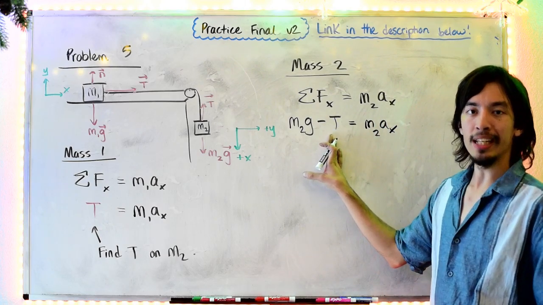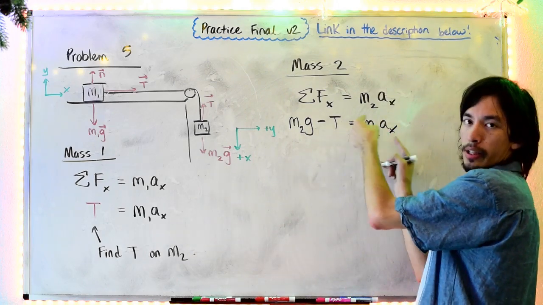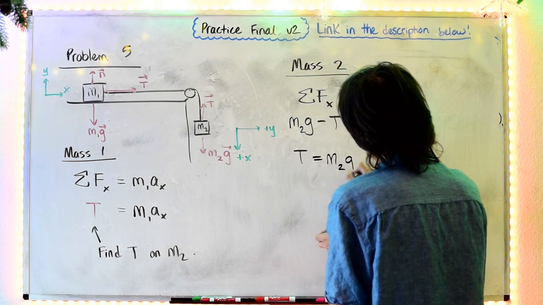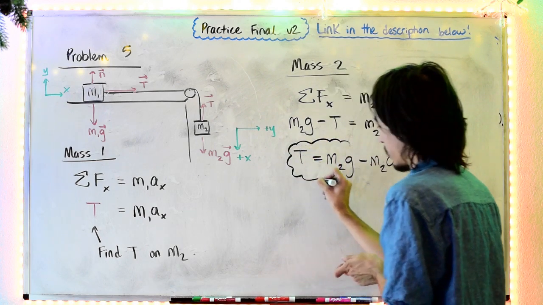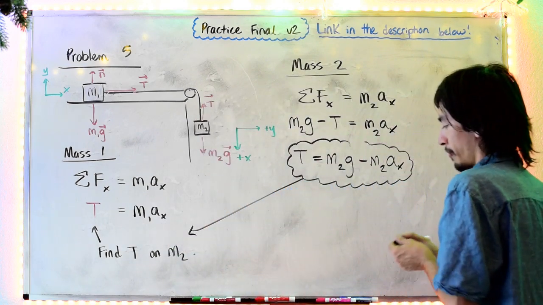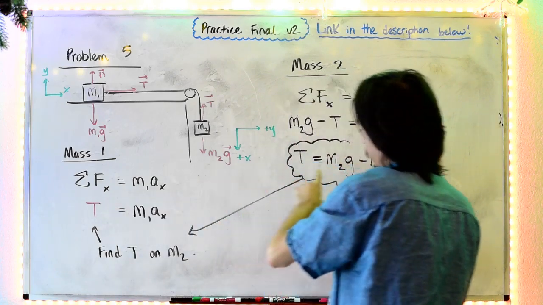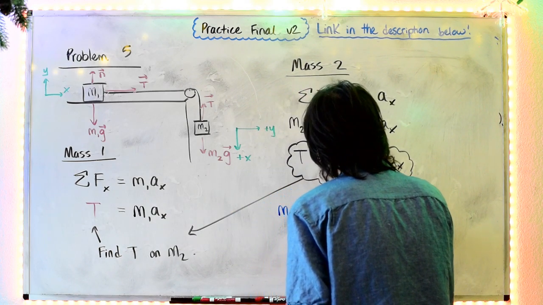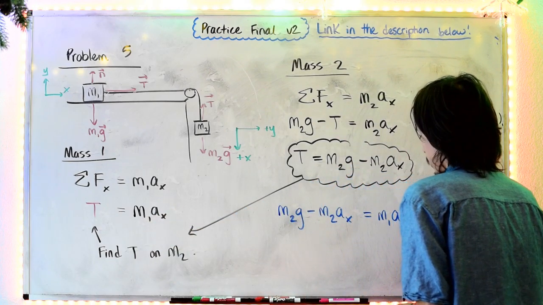Solve for the tension that you needed to get the acceleration over here. So we are going to swap places with these two terms. So the tension equals m2g minus m2ax. Take this tension expression and drop it in where you needed it. So now, write this in here. The tension gets substituted with this, so I will write m2g minus m2ax equals m1ax.